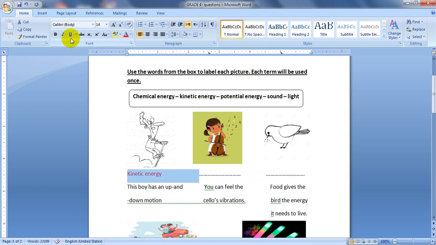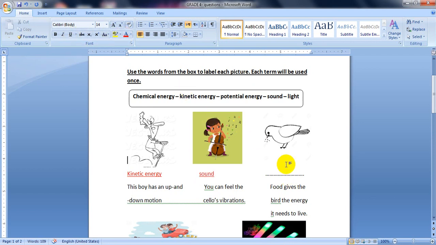Let's change its color. Another one here, this girl is making vibration with this musical instrument. Do you remember these vibrations are because of which kind of energy? It's because of sound energy. Sound energy is made because of these vibrations, the back and forth ones.